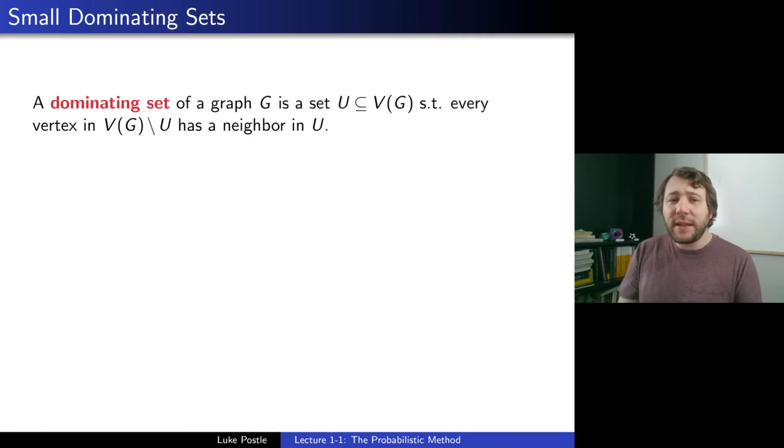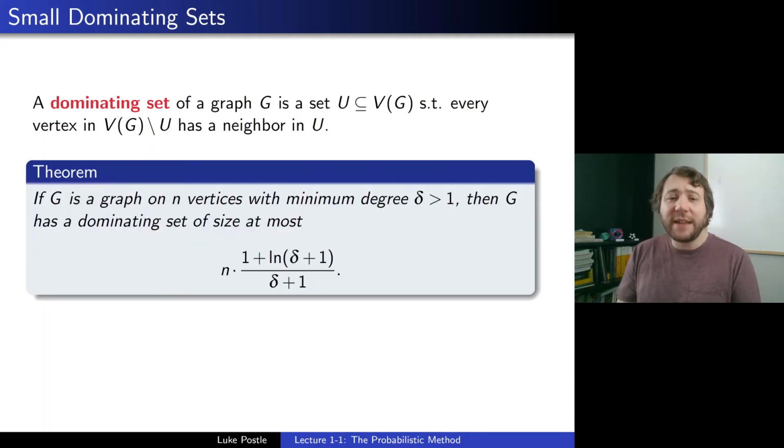So what that means is that you have a set of vertices, and everything outside has a neighbor in them. So it somewhat dominates the whole graph. That's where the dominating set comes from. And here's the nice theorem that we'll be proving: if G is a graph of n vertices with minimum degree delta, strictly greater than 1, then G has a dominating set of size at most n times (1 plus ln, that's the natural logarithm, of delta plus 1) over delta plus 1.